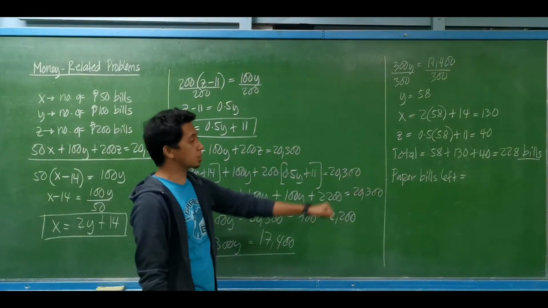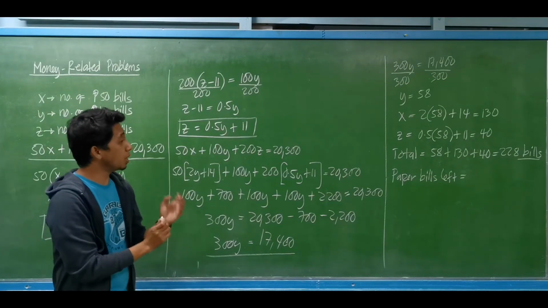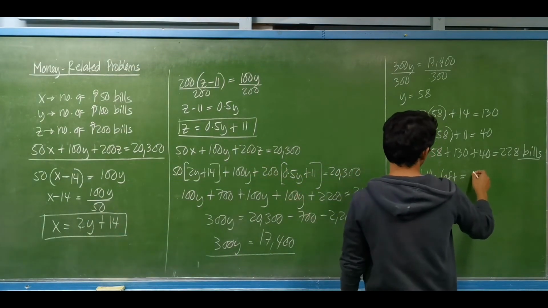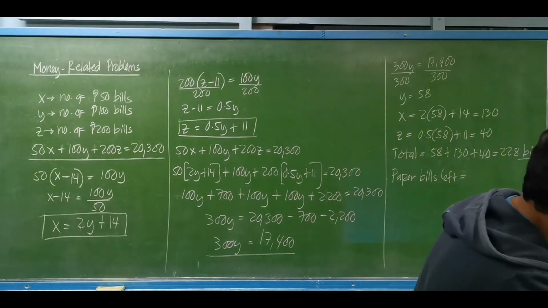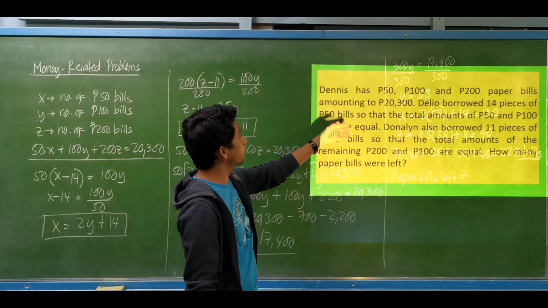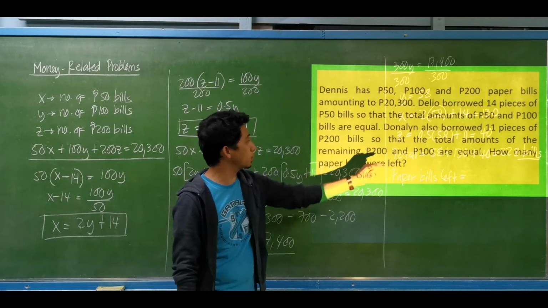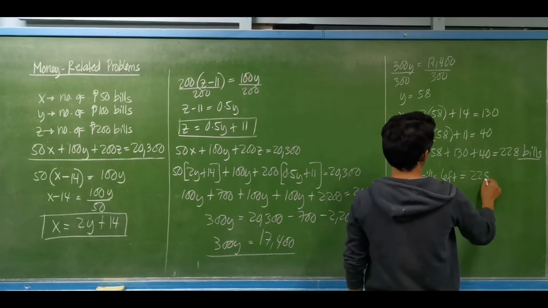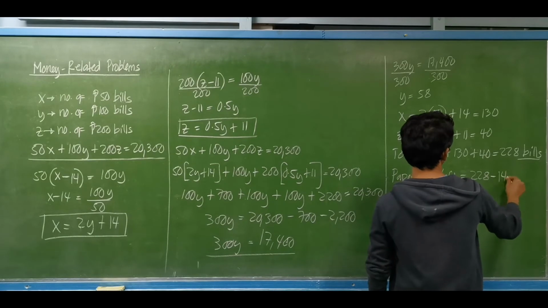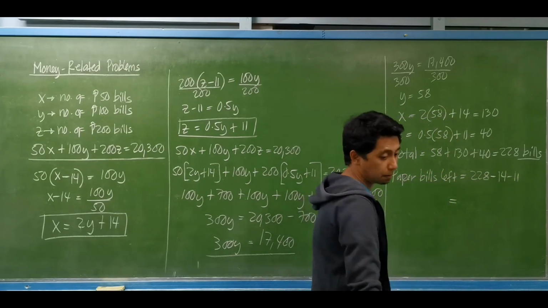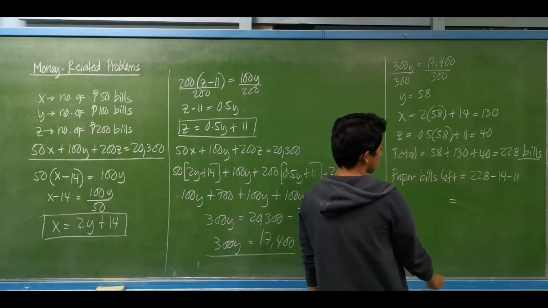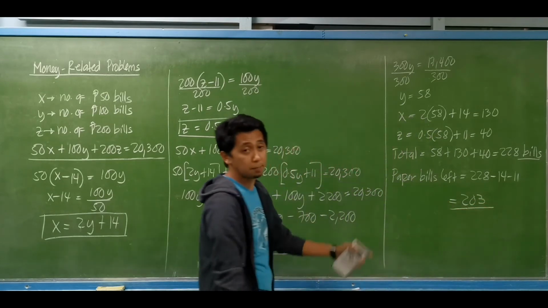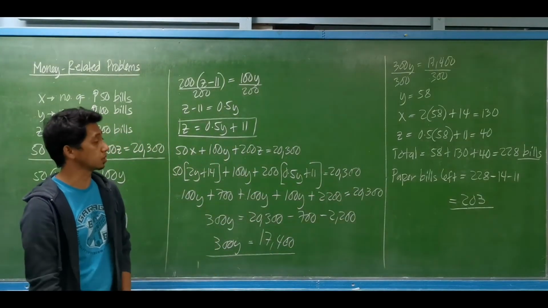So we are able to determine the total number of bills, which is 228 paper bills. So we are to remove 14 bills. The 50 peso bills, I think that is the number of bills borrowed. So Delio borrowed 14 pieces of 50 bills and 11 pieces of 200 bills were borrowed by Donalyn. So from the 228 paper bills, we are to remove 14 and 11 paper bills. So the paper bills left is 228 minus 14 minus 11, or minus 25. So we have the answer as 203. For the remaining paper bills, we have 203 paper bills. That will be our answer.